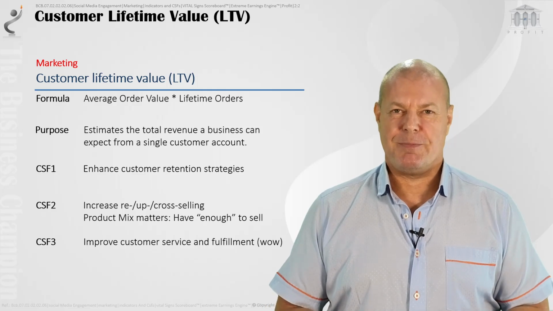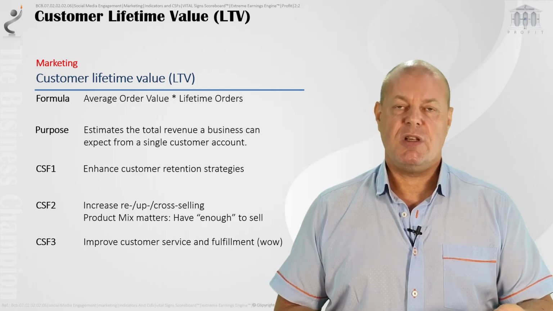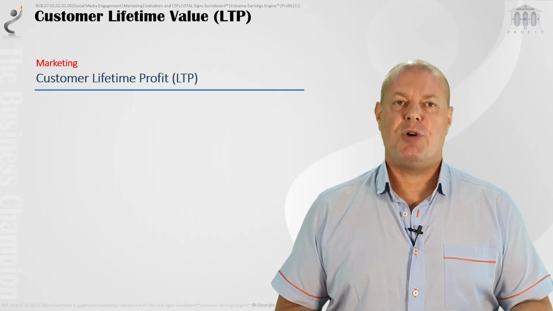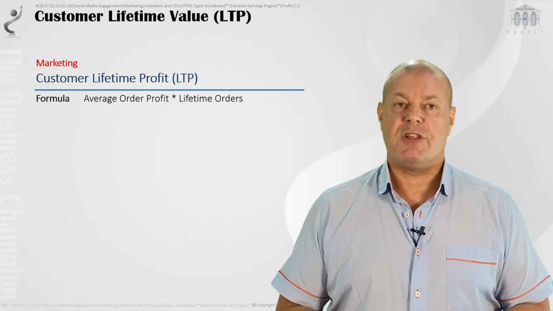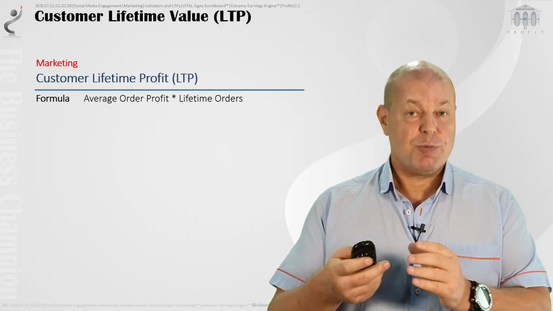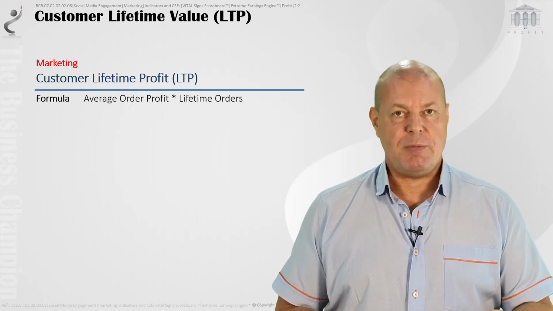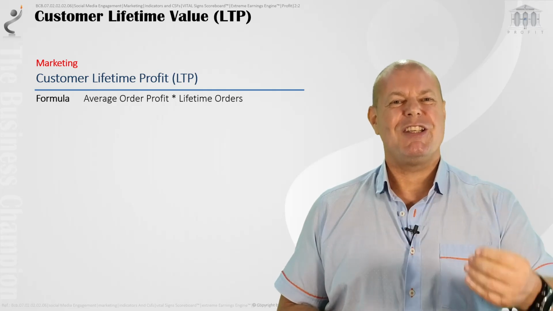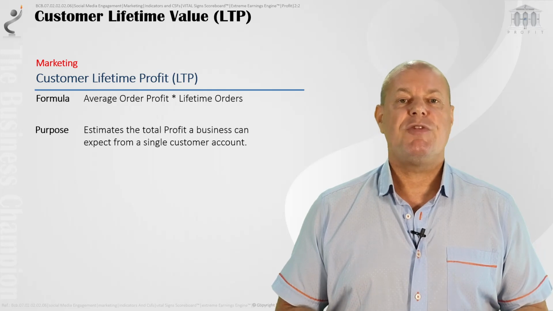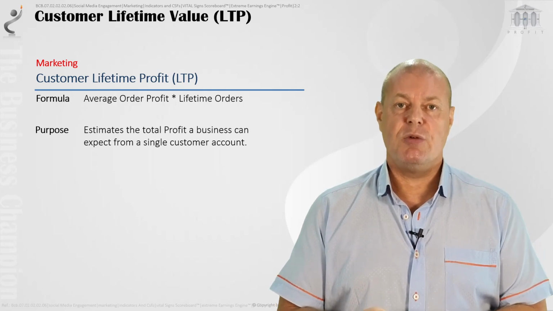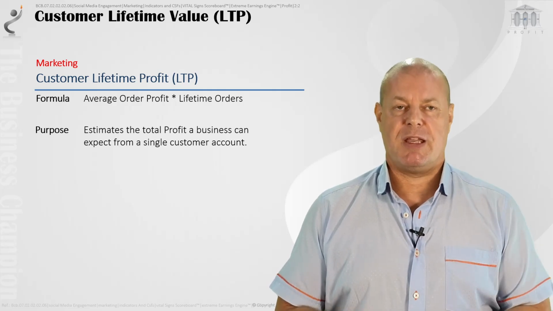Now, the value of the customer, the revenue, is important, but actually a more important thing is the profit. And so I have invented something I call the lifetime profit. It's very simple. It is the average profit per order multiplied by the number of orders. This is a better metric because it will cost you money to actually give your customer the result. The purpose here is to find out how much profit a customer is giving you, because that is a key metric to how much profit your business will make.